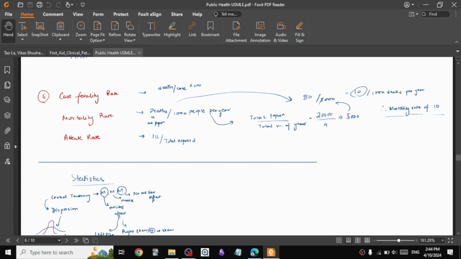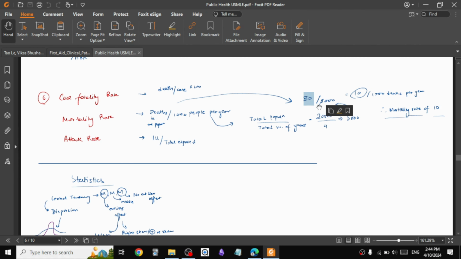And in my example, I'm taking 50 deaths in those 20,000 people, which is quite low, but still. So what am I doing? I'm taking the 5,000 in the denominator and the number of deaths in the numerator, dividing the two. And now what do I get? 10 in 1,000 deaths per year. So the mortality rate is 10. So I always divide.